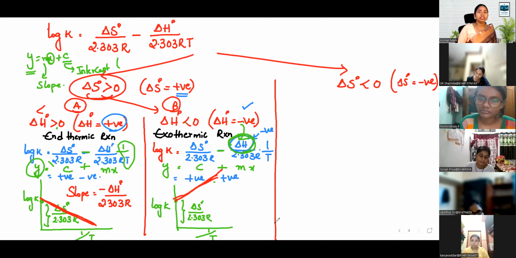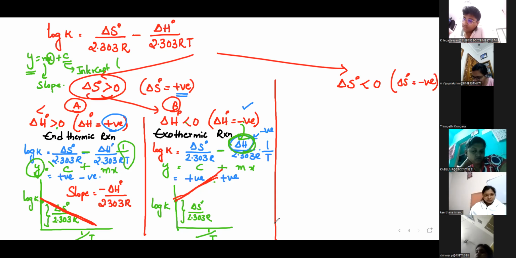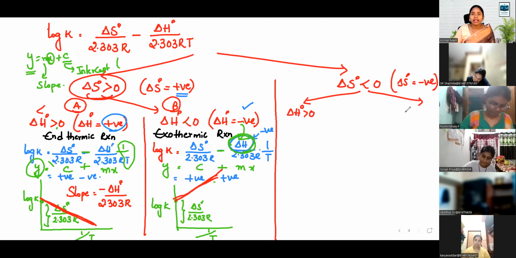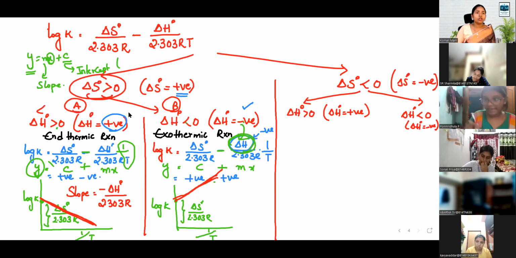What is the next condition? Delta S is less than 0, means negative. Again, two conditions. What are those two conditions? Delta H naught can be greater than 0, or Delta H naught can be less than 0. Greater than 0 means positive, which is an endothermic reaction. Less than 0 means negative. So we are taking two conditions.